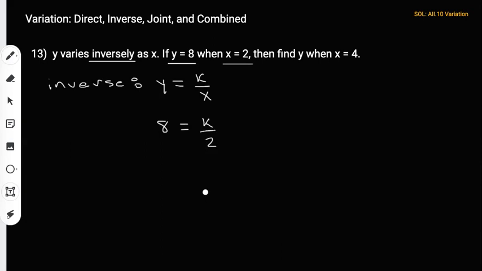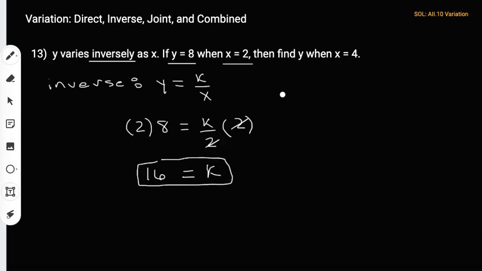So now to figure out what k is, I need to get k by itself here on the right side, which means I need to get rid of the 2 in the denominator. Well, since I'm dividing by 2, I need to do the opposite to both sides, which is to multiply by 2. So I'm going to multiply by 2 on both sides. When I do that, the 2's on the right side are going to cancel out, leaving me with a k. On the left side, I have 2 times 8, which is going to give me 16. So now I know what k is, and that's going to help me in the second half of the problem.